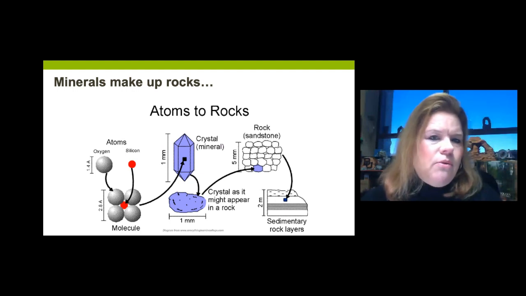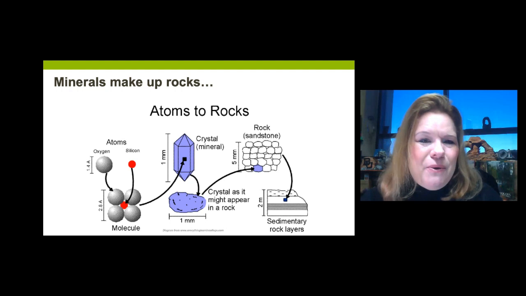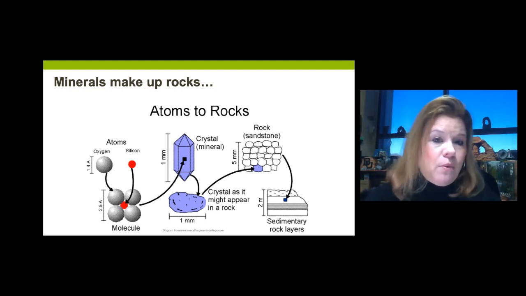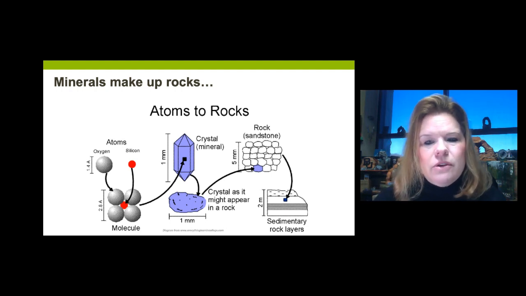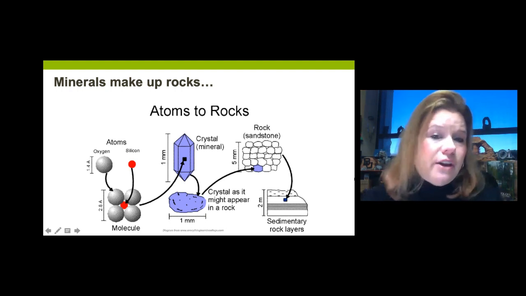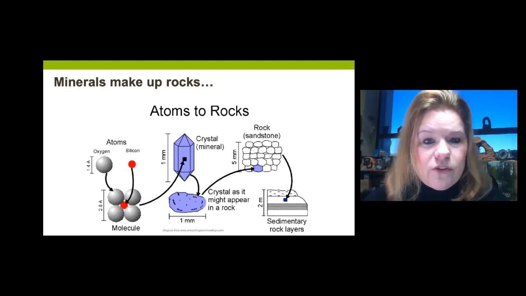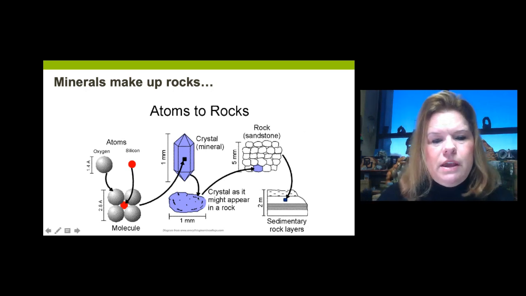So remember that minerals make up rocks, rocks don't make up minerals. How does that work, and what do I mean by that? So let's start backwards and work our way back to the original atoms. If you're walking out in nature and you see a layer like this one right here, it's this rock called sandstone. Let's just say it's quartz sandstone. That means it's got a dominance of the mineral quartz in it. Well, these little crystals or clasts that you see here are quartz crystals.